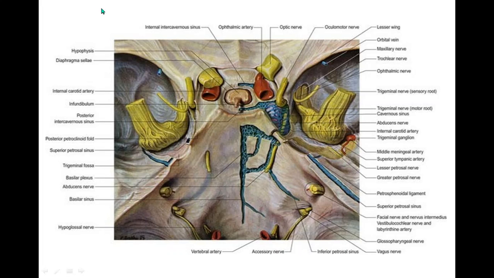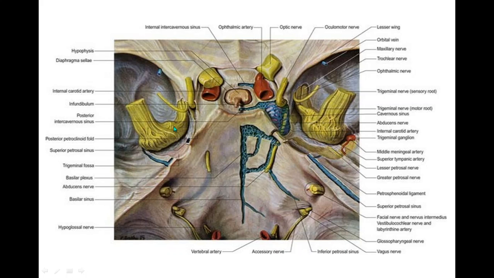So where exactly is this trigeminal ganglion located? It is located at the anterior part, or the apex, of the petrous part of the temporal bone, which makes the boundary between the posterior cranial fossa and the middle cranial fossa. So actually this ganglion is in the middle cranial fossa, at the apex of the petrous part of the temporal bone, slightly extending onto the greater wing of the sphenoid bone. Okay, so that is the location of the trigeminal ganglion.